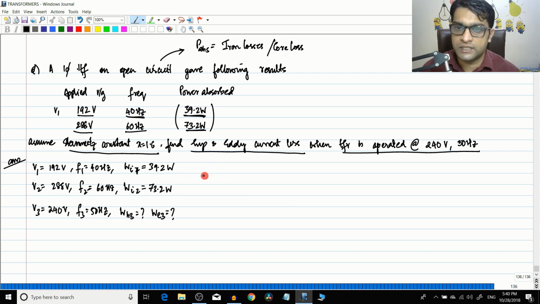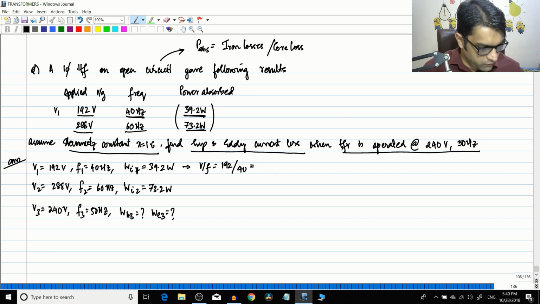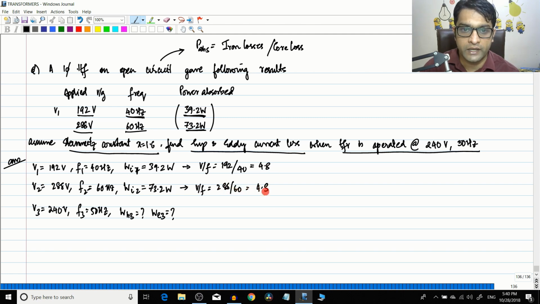So let us take the V by F ratio for each. In the first case, the V by F ratio is 192 divided by 40, which is equal to 4.8. For the second case, the V by F ratio is 288 by 60, which is also equal to 4.8. And for the third case, the V by F ratio is equal to 240 by 50, which is also 4.8. So all the values are the same.